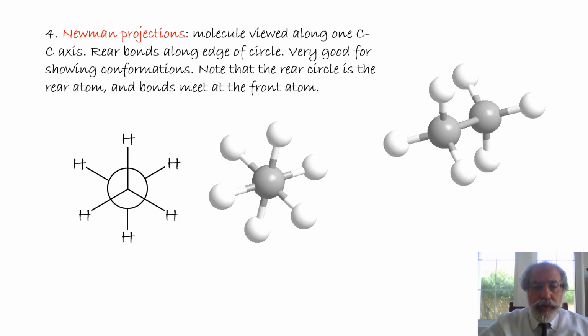Another type of projection is called Newman projection, with the molecule viewed along the C-C axis. So if you are looking at the molecule from this side, you will see this atom in front, and you will see that bond.